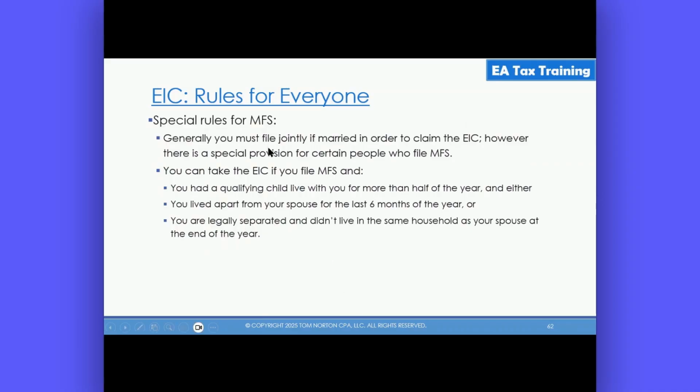Special rules if you are married filing separately. Usually, you have to file married filing jointly in order to claim the EIC. However, if you meet certain criteria and you're married filing separately, then you can still take it. You had to have a qualifying child who lived with you for more than half the year, and either you lived apart from your spouse for the last 6 months of the year, or you are legally separated and did not live in the same household as your spouse at the end of the year. So remember the general rule, you have to be married filing jointly, but if you meet this criteria, you can take the EIC even if you are filing separately.